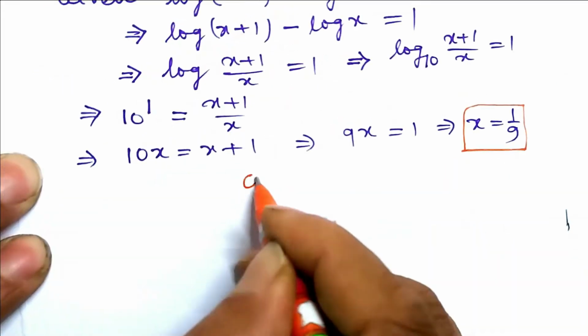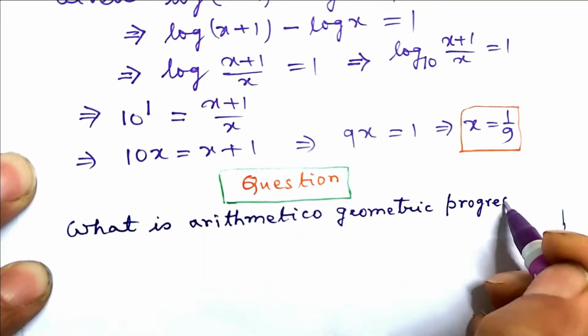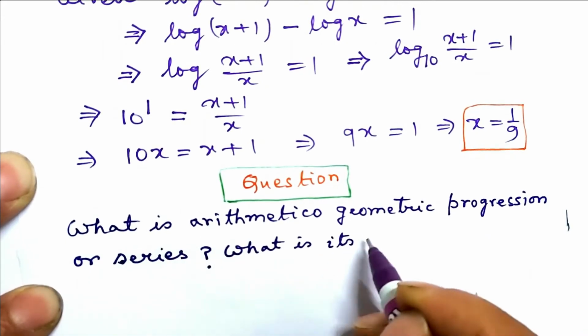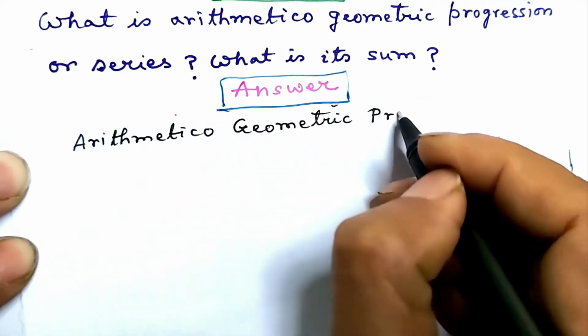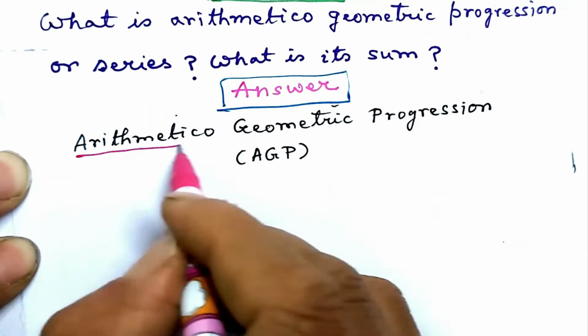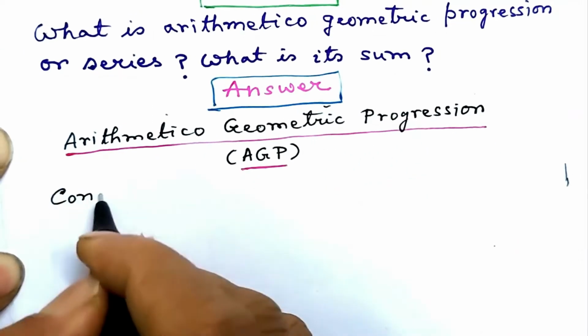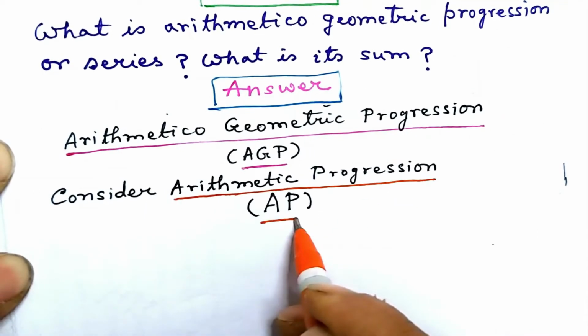The answer. Next question. What is arithmetico-geometric progression or series? What is its sum? The answer. Arithmetico-geometric progression or series, let's abbreviate as AGP. Let's define it. Consider arithmetic progression abbreviated as AP.